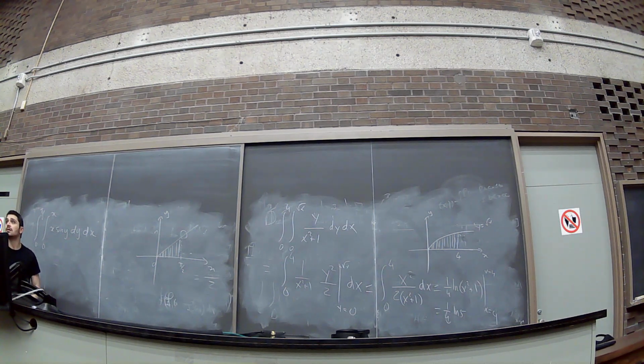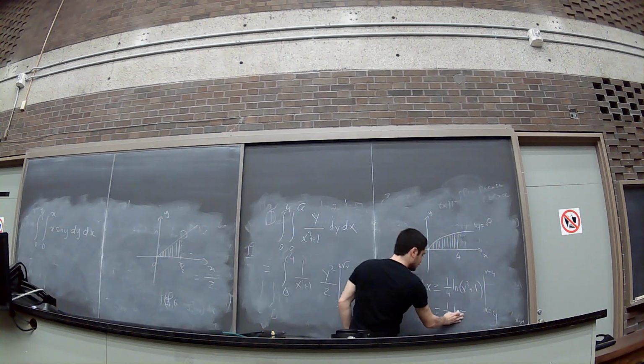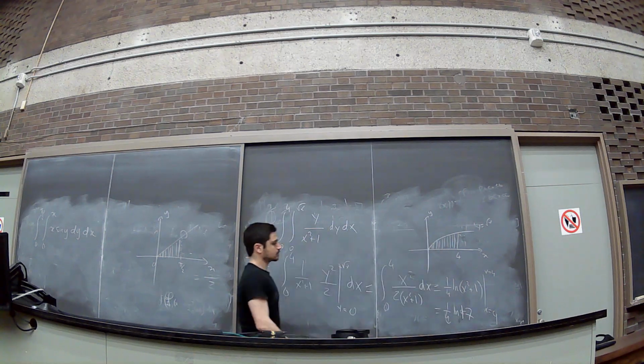Shouldn't it be here like 1 over 4 log 17? Log 17, 4 squared plus 1, thank you very much. Thanks.